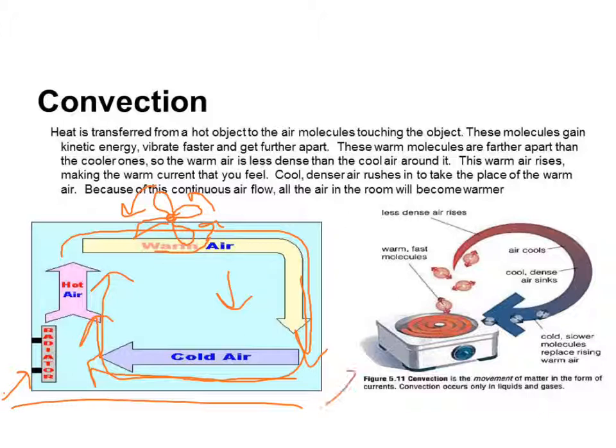Now, if we look at this picture here, convection again is the movement of matter in the form of currents. Convection occurs only in liquids and gases. We can see here we have warm, fast molecules near this hot plate. The less dense air rises, then it cools and begins to sink back down, and the cold, slower molecules replace the rising warm air. So again, we have that continuous circular movement of the air molecules.